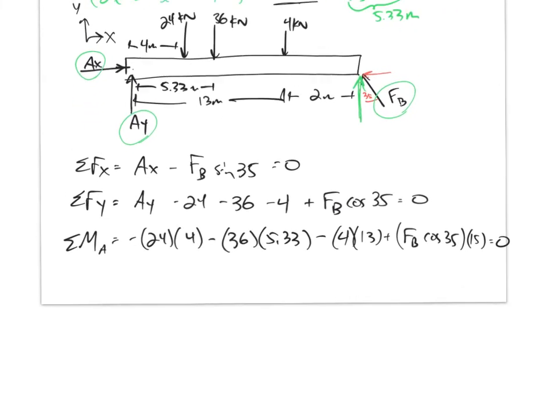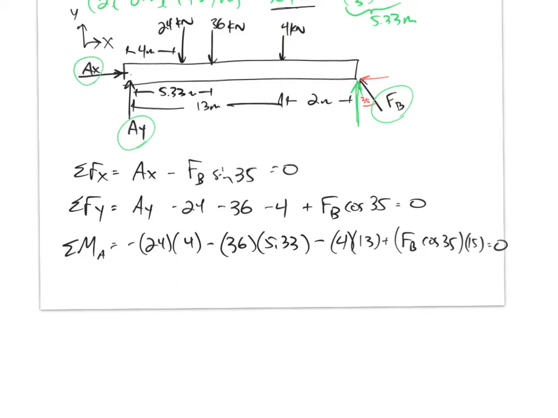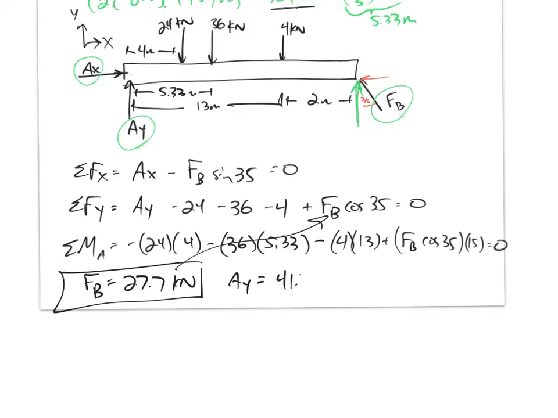So from this last equation, I would solve for FB. This last equation I would solve, and I would get FB is 27.7 kilonewtons, and it came out positive, which it should have because that can only be pushing. And then I would plug this back in right there to get AY. We got AY 41.3 kilonewtons, came out positive, so it means I drew it in the correct direction. And then plug that in up there, get AX is equal to 15.9 kilonewtons.